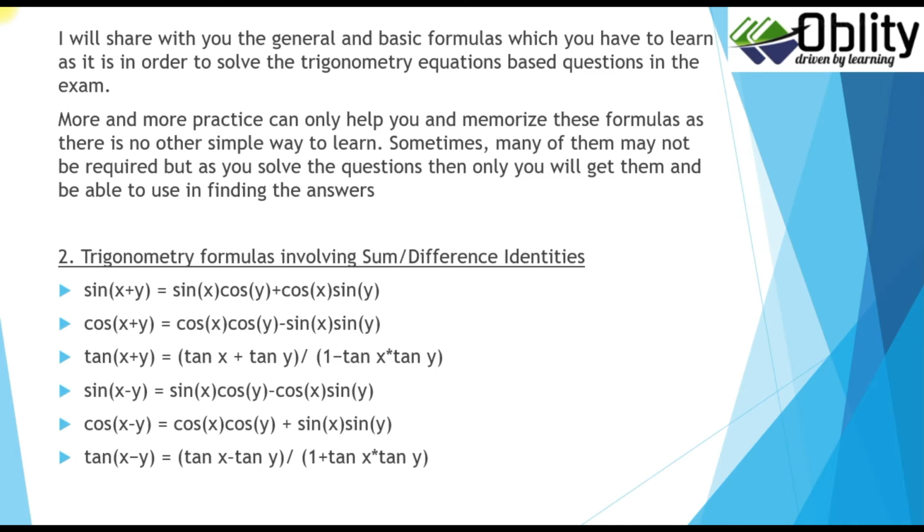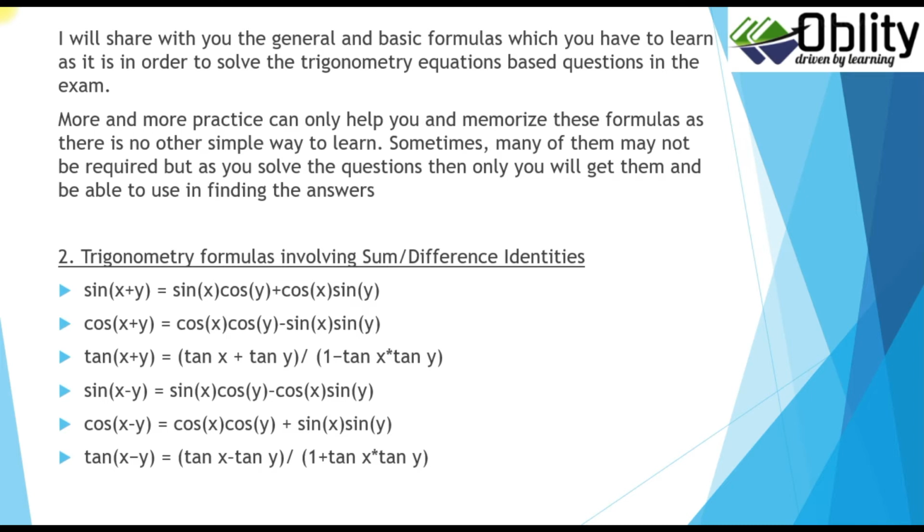2. Trigonometry formulas involving sum/difference identities. Sin(x + y) is equal to sin x cos y plus cos x sin y. Cos(x + y) is equal to cos x cos y minus sin x sin y. Tan(x + y) is equal to tan x plus tan y, divided by 1 minus tan x multiplied by tan y.